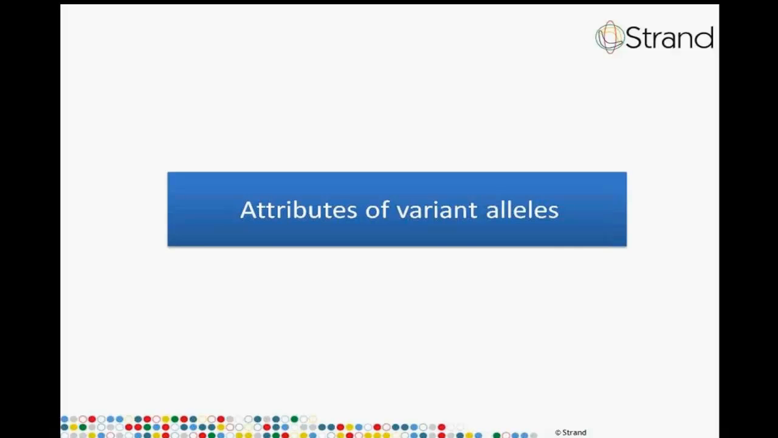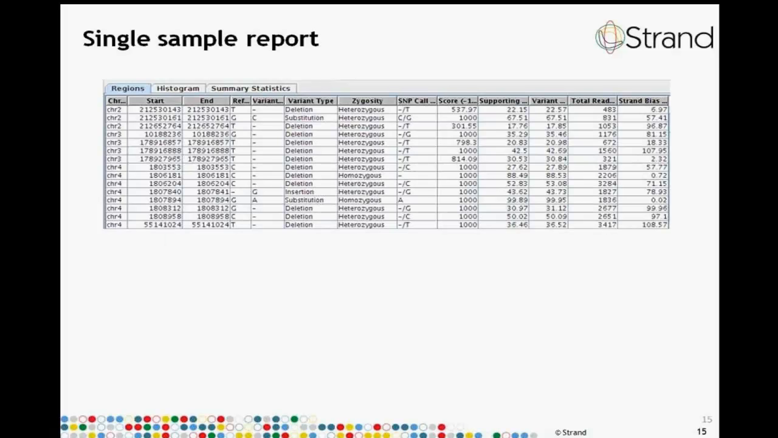So let us see what the called SNPs look like. This is a single sample report. Each row out here indicates one variant allele. The first few columns indicate the location and the type of the variant. So you have the chromosome, start and end positions of the variant, the reference base, the variant base, and the type of the variant, substitution, deletion, insertion, etc., the zygosity and the SNP call, and the score that is associated with the SNP call. In other words, the confidence that the SNP detection algorithm has on that particular SNP call.